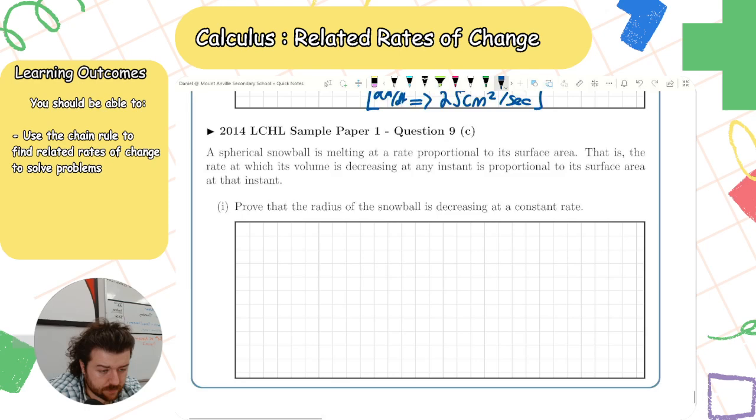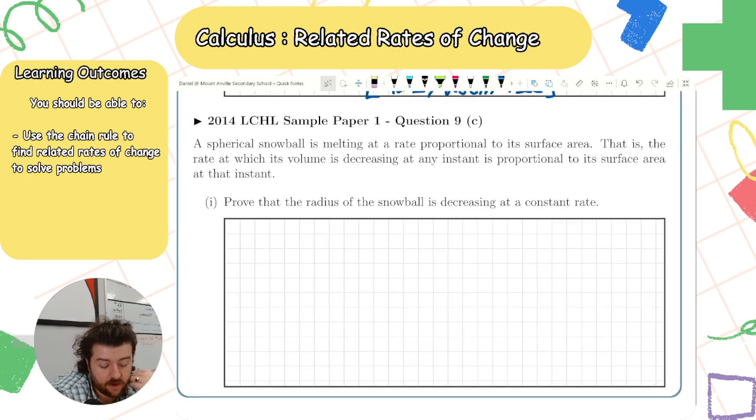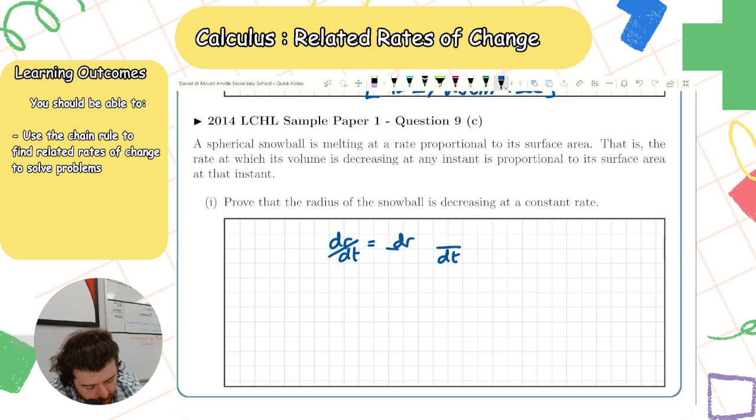Last one here. A spherical snowball is melting at a rate proportional to its surface area. That is, the rate at which the volume is decreasing at any instant is proportional to the surface area at that instant. Prove that the radius of the snowball is decreasing at a constant rate. So dr/dt. I need a dr on top, dt on bottom, multiply. I can already tell before reading this, my missing link is going to be dV, the volume.